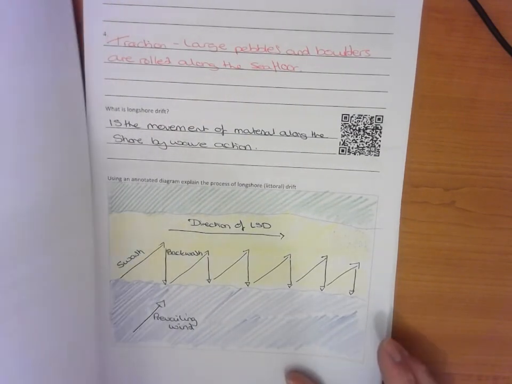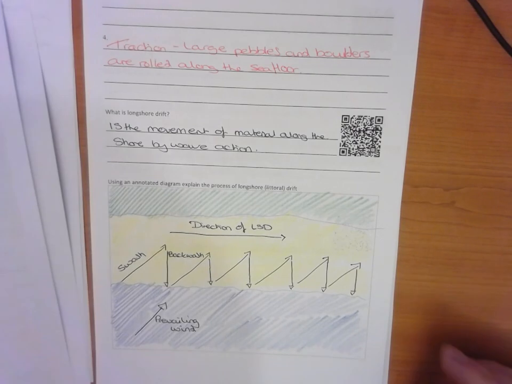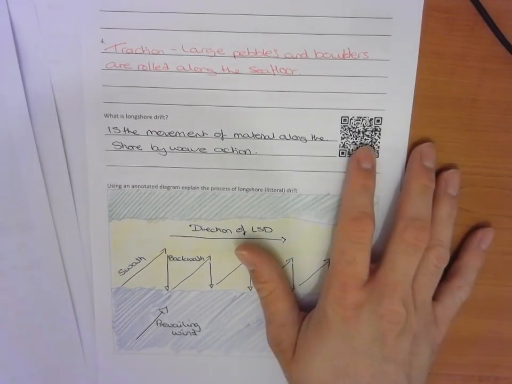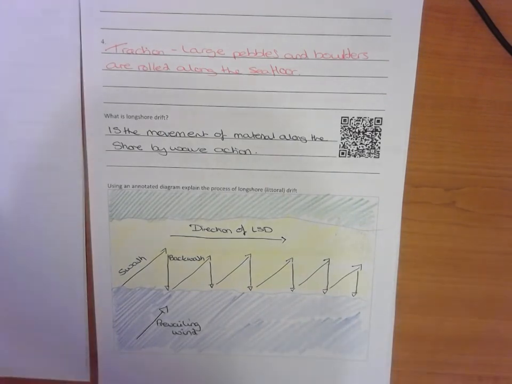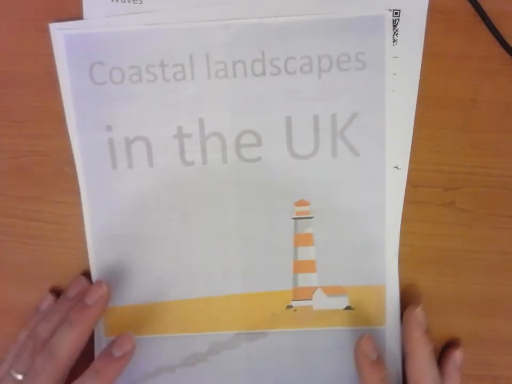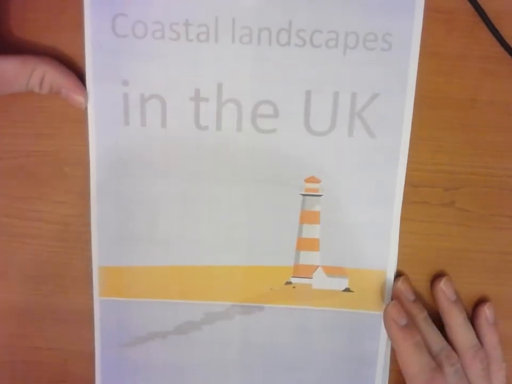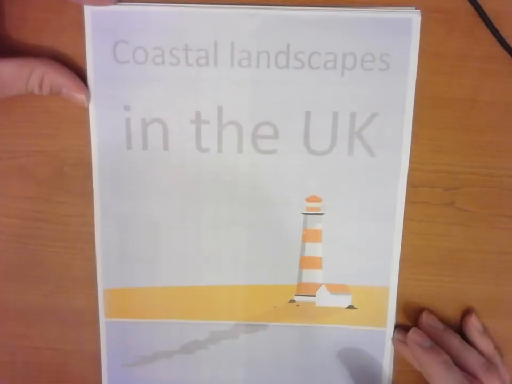So for instance, a diagram of Longshore Drift that you guys have all seen plenty of times. Remember, you've got the websites, you've got the QR codes, you've got GCSE Pod, you've got BBC Bitesize to help you, you've got revision guides to support you, alongside many other resources that are available online, such as YouTube and other bits and pieces.